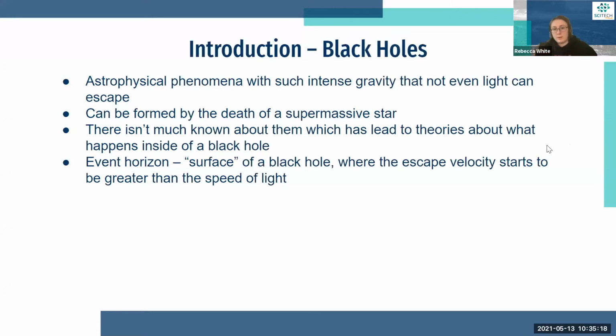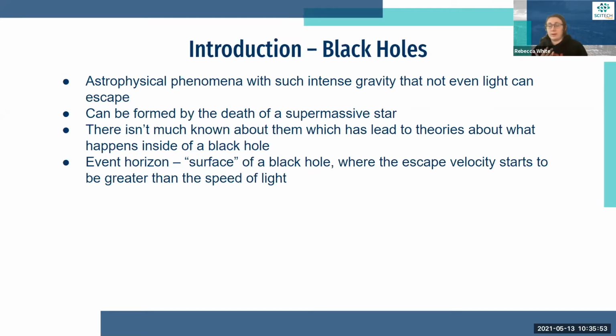So basically, what is a black hole? Well, black holes are astrophysical phenomena that have such an intense gravitational pull that not even light can escape them. There are different types, but the ones that we're concerned with right now are supermassive black holes, and they can be formed by the death of a supermassive star. And not much is known about them because it's difficult to get any readings from them. We know that they're there based on everything else that's going on around them.